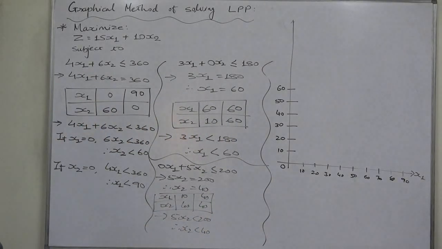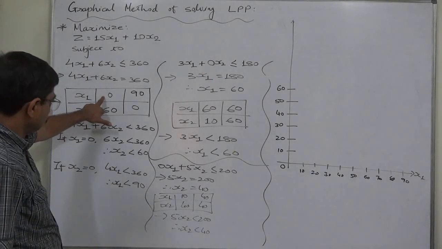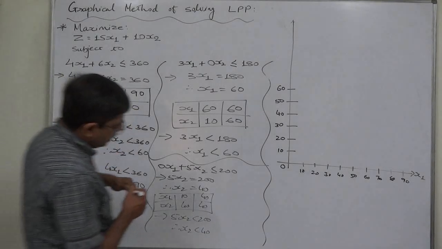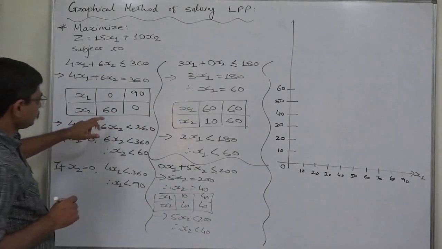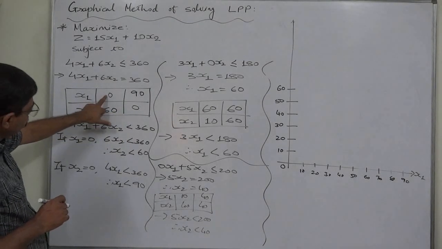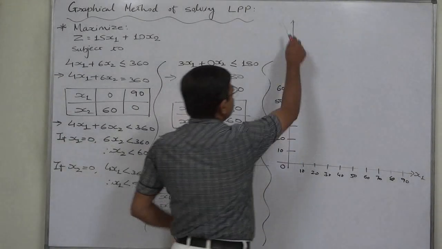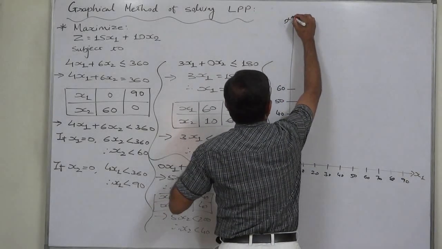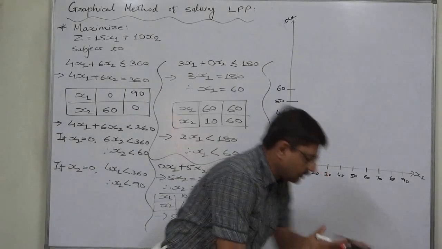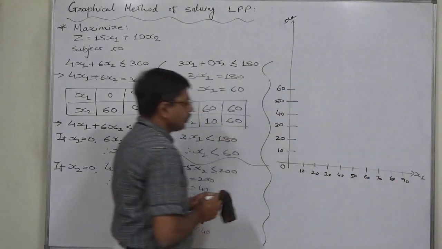Now, in this case, x1 is 90 when x2 takes value 0, and x2 is 60 when x1 takes value 0. x2 is 60 and x1 is 0. On this vertical axis x2, x1 is always 0, and on the x1 axis, x2 is always 0.